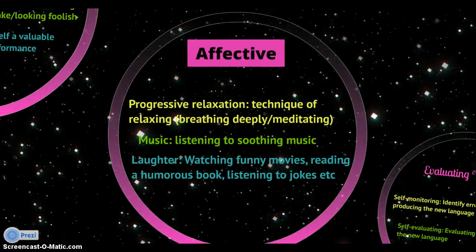Affective strategy is after the metacognitive strategy, where it contains progressive relaxation. It is a technique of relaxing where we can practice it by breathing deeply or meditating. It in fact calms us down. Music, listening to soothing music actually makes us feel more relaxed. And also, we often hear that laughter is always the best medicine. Therefore, we can do this by watching funny movies, reading a humorous book, or listening to jokes, and etc.